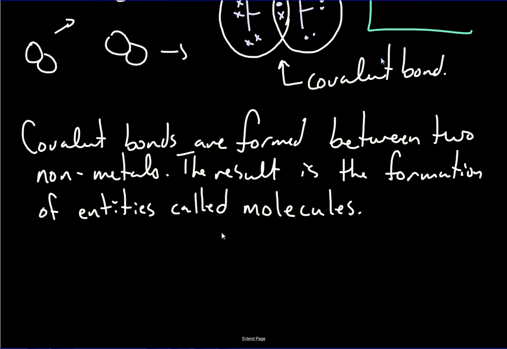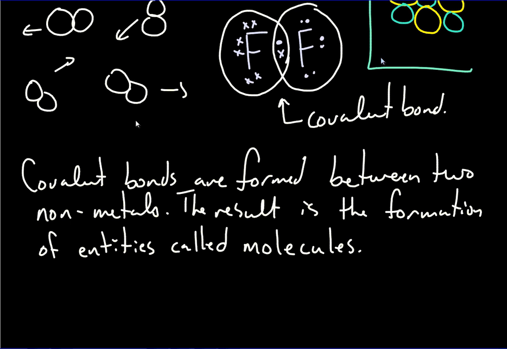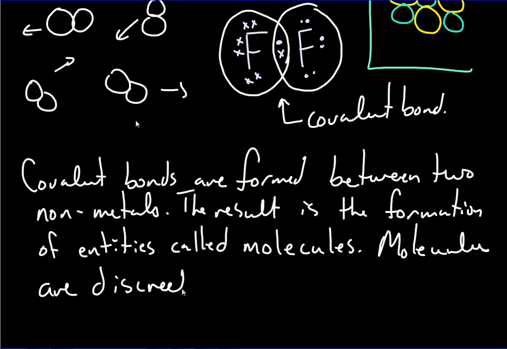The result is the formation of entities called molecules, right? What are molecules? Well, they're discrete particles. Do you know what discrete means? Like, they're individual, measurable entities that are separate from the whole. Like, each of you is a discrete individual in a class. Each molecule is a discrete entity in a volume of gas. Does that make sense?